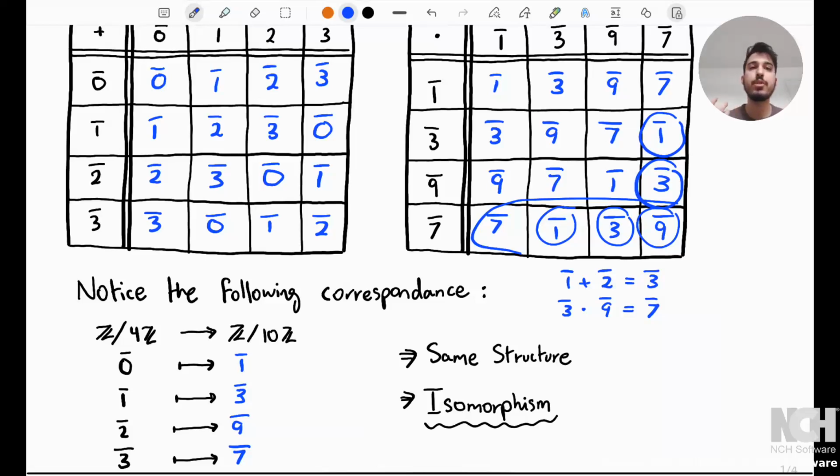And in fact, if you try that out with any of the operations, any of the elements in the group, you will get the same result. This means that the two groups have the same structure and are in fact isomorphic. What we call an isomorphism, we will describe later in future videos.